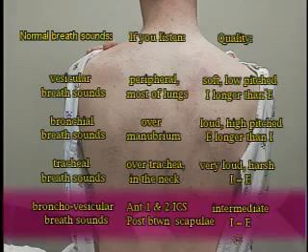Bronchovesicular breath sounds are best heard between the scapula, especially on the right side. They're intermediate in both volume and pitch, and the length of inspiration equals the length of expiration.